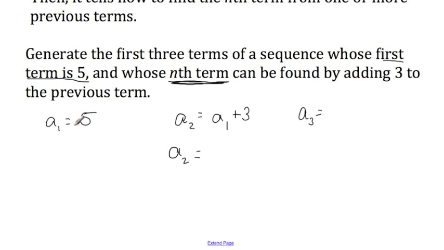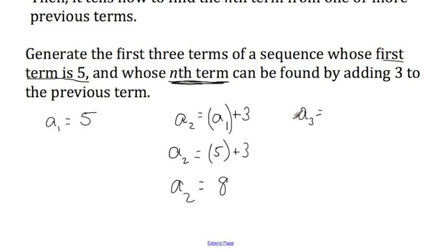Substituting, a sub 1 is 5. So I'm going to substitute in for a sub 1. I know that that is 5. And then I'll add 3 to it. So a sub 2 is simply 5 plus 3, which is 8.